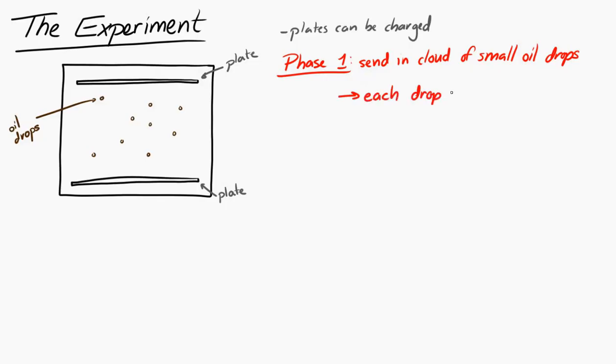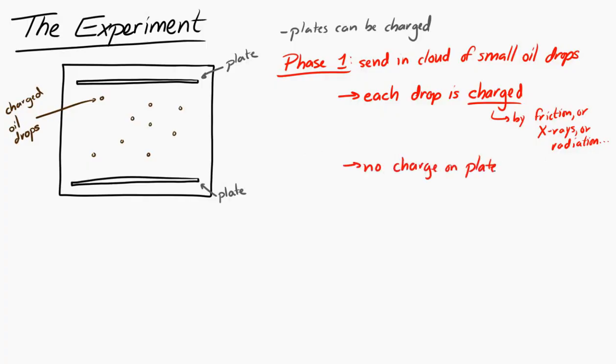It doesn't really matter how they were charged. He could do it with friction by air or with X-rays or with radiation, whatever. Each of these little oil drops had its own little charge. Remember, there's no charge on the plates at this part. So these charged drops just drift down in the air like regular old drops would.